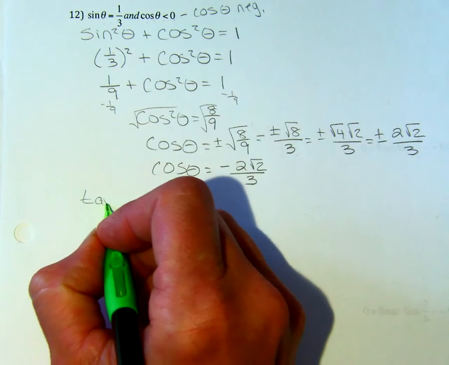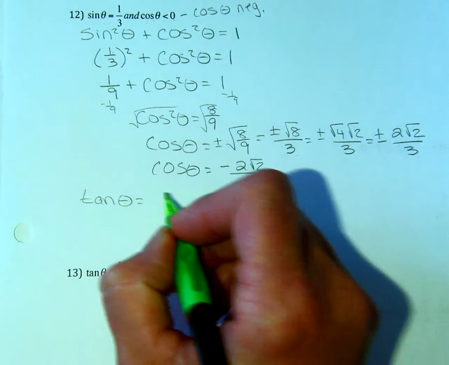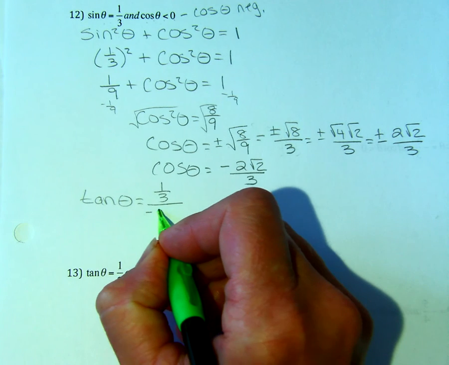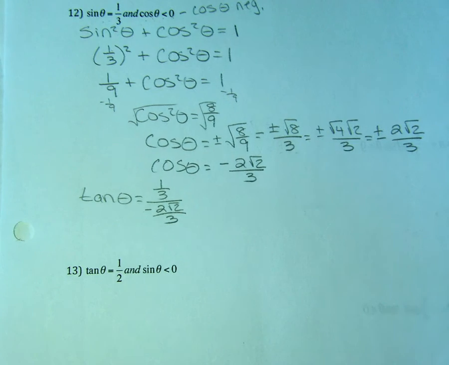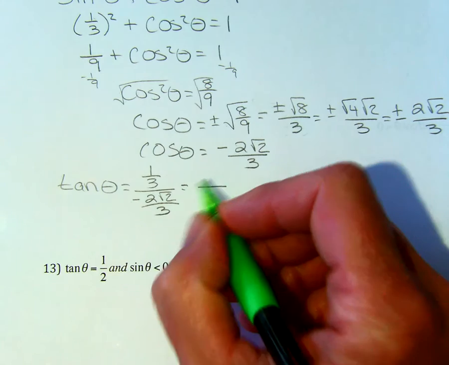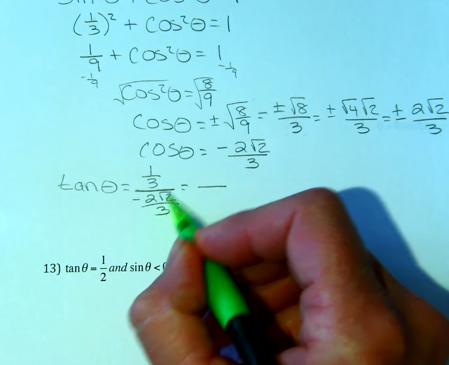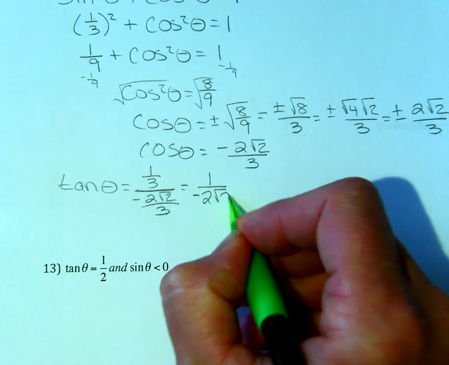So tangent is sine over cosine. So you should have 1/3 over negative 2 square root of 2 over 3. The 3's are going to cancel. Now don't forget, when the 3's cancel, there's still a 1 on top. This line right here, you can't just move that up. 1 stays there, and your negative 2 square root of 2 is there.